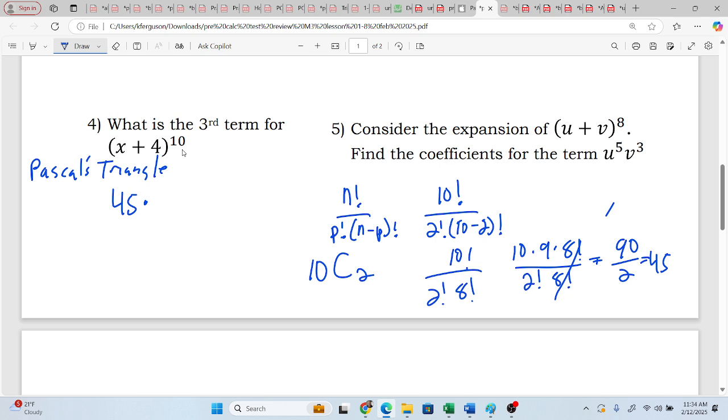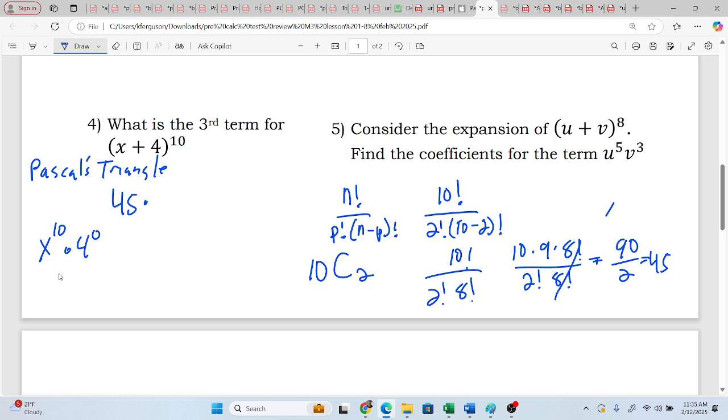So anyway, now what do we need to do? Okay, let's think about what happens with x plus 4 to the 10th power. Well, my first term is the first term to the 10th power times the second term to the 0 power. So I start with the power for the first term at the highest number, and then my second term is going to start at 0 and work its way up while the first term is working its way down. Does everybody understand what I'm saying there?